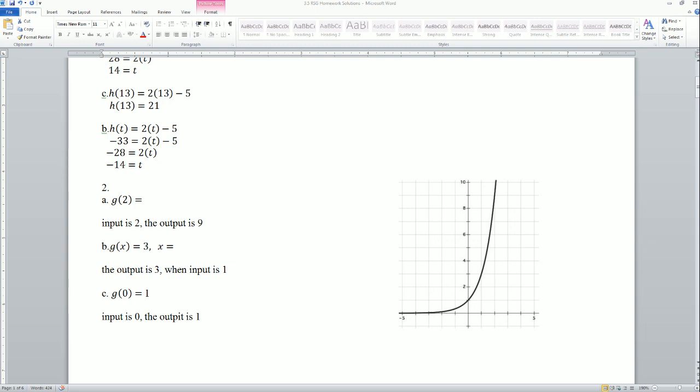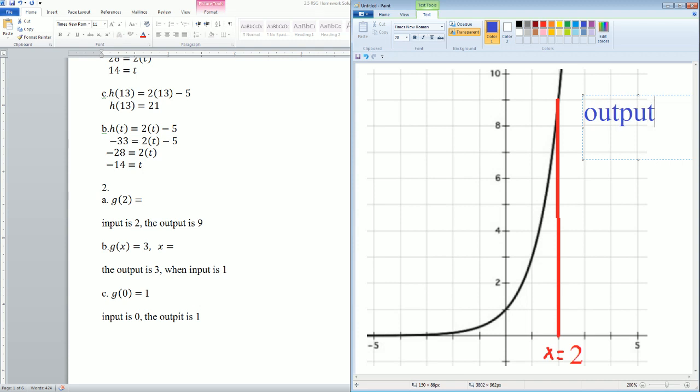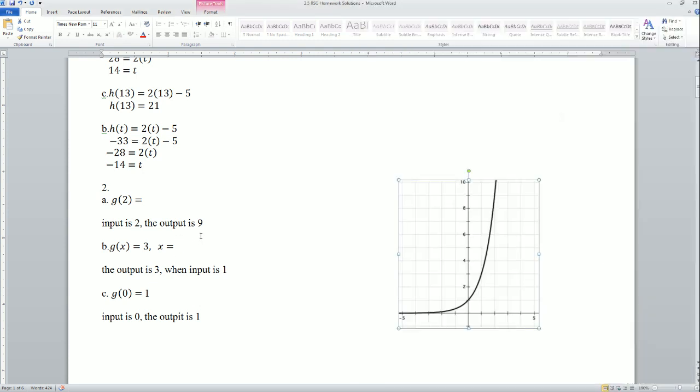Alright, so when we have the image, we can play with it in Paint. The input is 2, so let's look at that. 1, 2. So this is x equals 2. That's the input. Let's see if that works. It goes all the way up, and that does hit 9. So the output here is 9. There you go.